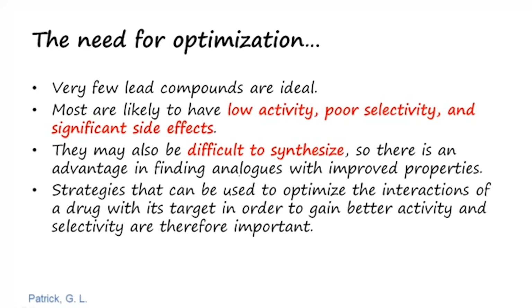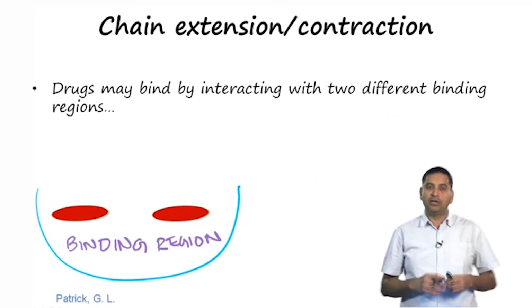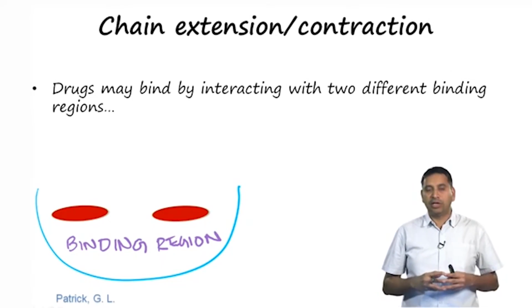One of the major problems that we face during drug target optimization is poor selectivity, and this can also lead to significant side effects. The lead compound may also be difficult to synthesize, and so there is an advantage in finding analogues with improved properties. We have seen thus far a number of strategies that one can employ to optimize the interactions of a drug with its target and to impart some level of selectivity. Today we shall continue with this approach, and we shall look at various aspects of trying to optimize these interactions. The first concept that we will look at today is chain extension and contraction.